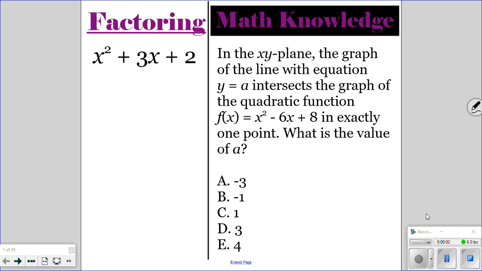Alright, so y'all go ahead and do the factoring and the math knowledge question for today. Pause the video, and then once everyone is finished, you can unpause the video and I'll go over the correct answers.